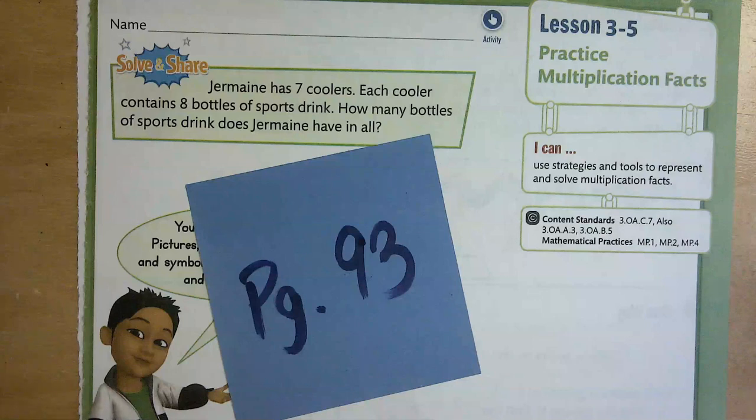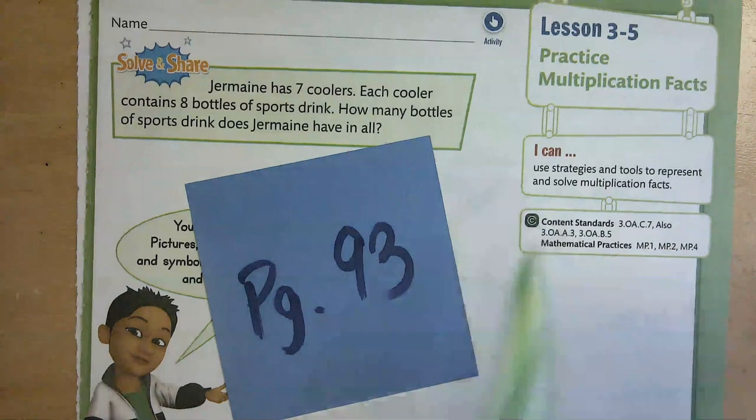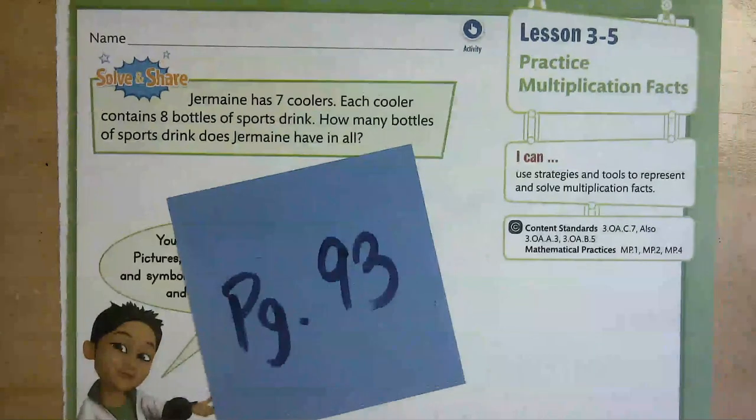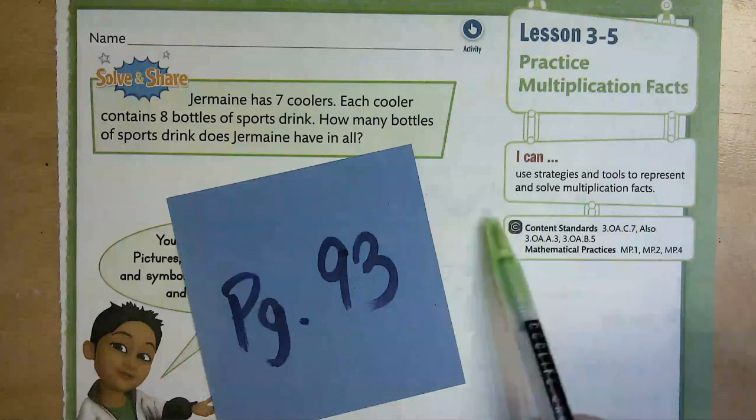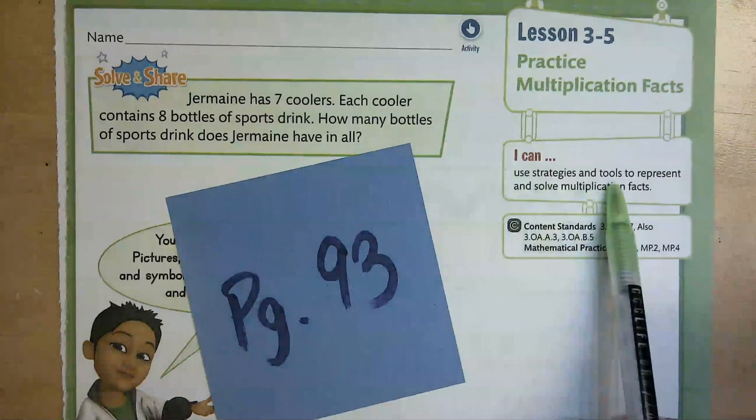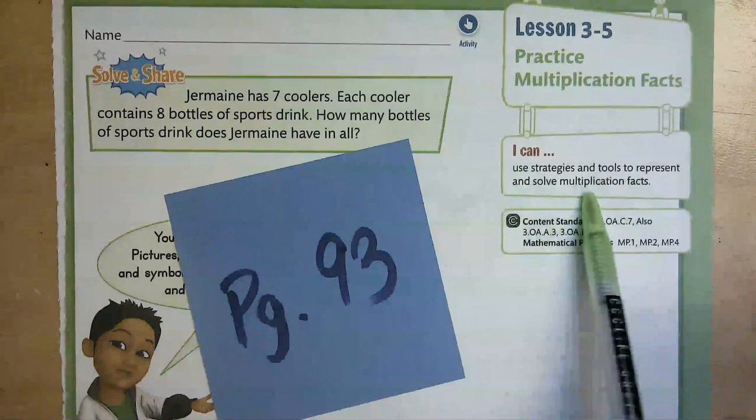Hey there, third grade. We are going to get started today on page 93. And on page 93, we're going to be working on topic 3, lesson 5. And this is just going to be practice multiplication facts. Our I can statement for today is I can use strategies and tools to represent and solve multiplication facts.